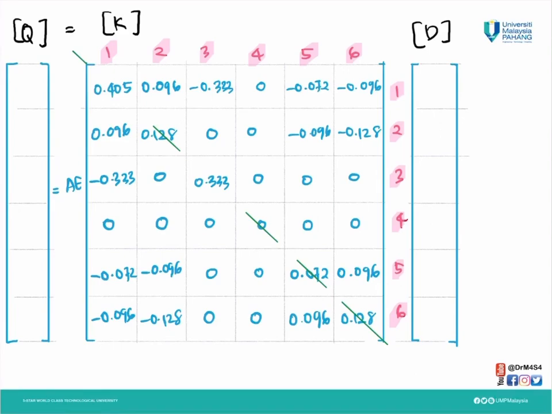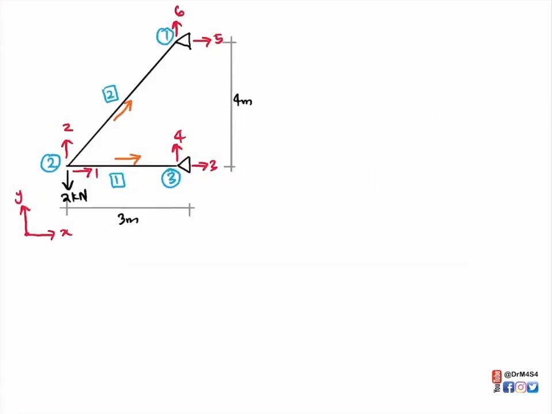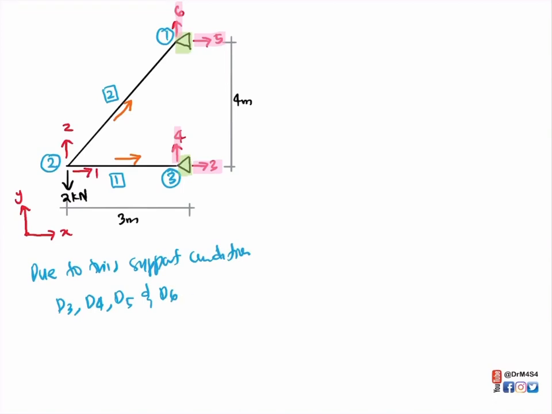Refer back to our question. We know we have a support at joint 1 and a support at joint 3. Due to this support condition, we know that in direction 3, direction 4, direction 5, and direction 6 the displacement is 0, where displacement at 3, 4, 5, and 6 equals 0.